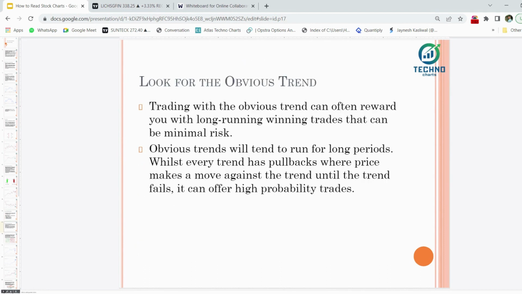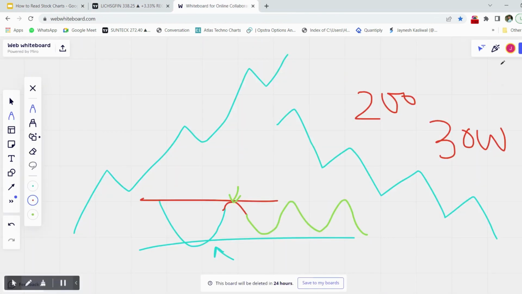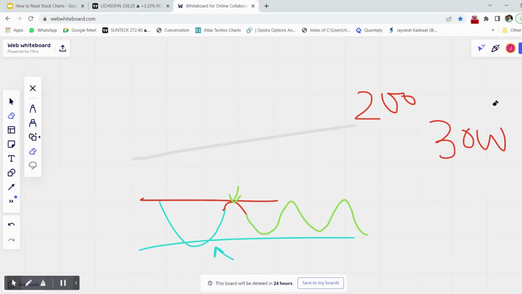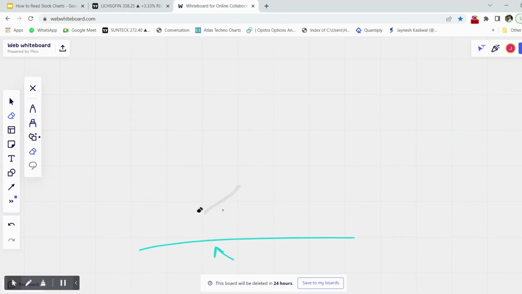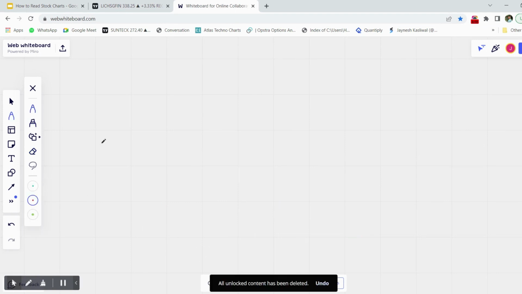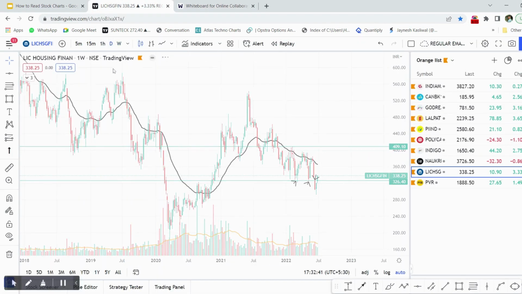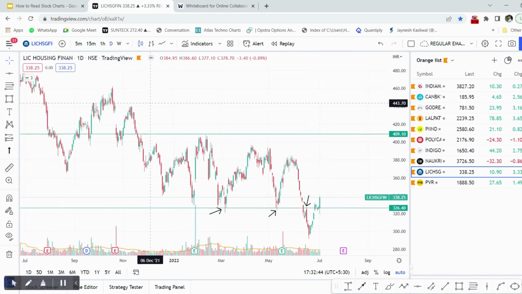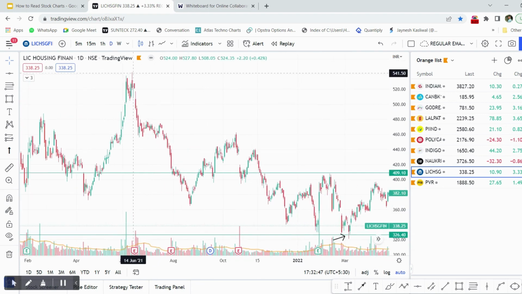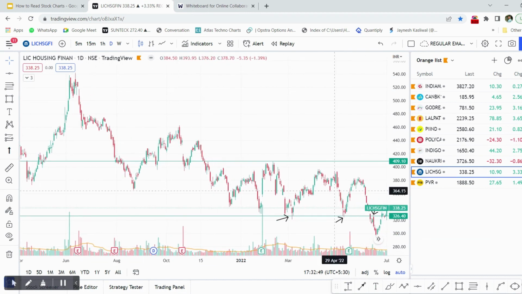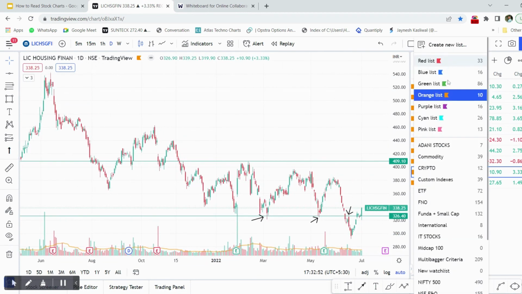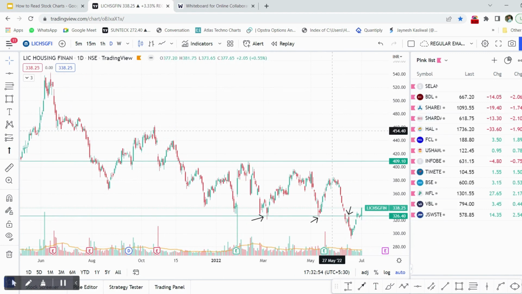So the first method is to look for the obvious trend. Now trading with the obvious trend can often be rewarding, right? Most of the time people look for stocks that are in a downtrend or stocks that have gone cheaper. You will see stocks that are continuously falling, and mostly people will say buy the stock as it has become cheap. But most of the time you will see that a cheap stock generally goes on to become cheaper as there is no demand for that particular scrip, right? So here the stock was at 540 rupees and the stock is continuously falling. That means there is no demand for that particular scrip, and that is why the stock is falling.